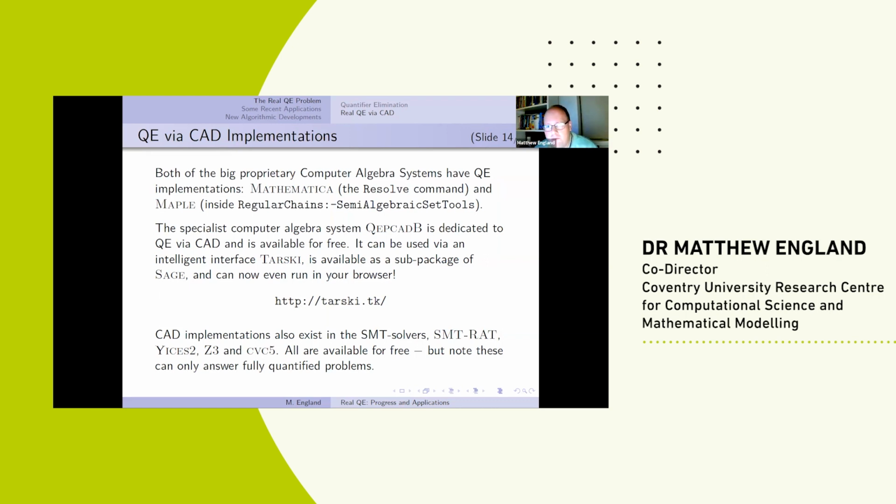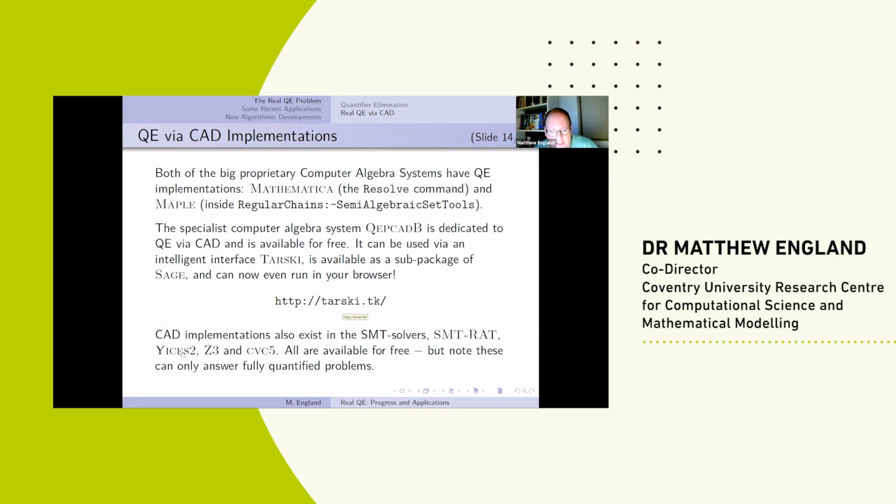These algorithms are implemented in a great variety of mathematical systems. If your university has Maple or Mathematica, you can access it through those. If they don't, then you can download something for free called CAD, which is a free quantifier elimination via CAD tool. And if you don't even want to download it, you can even run this in your browser. So you can actually run this stuff in your mobile phone browser via this website here. So, you know, this stuff exists, and as long as you're studying a small problem, it works very nicely, and it can do the job for you.